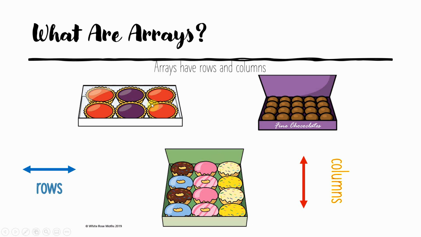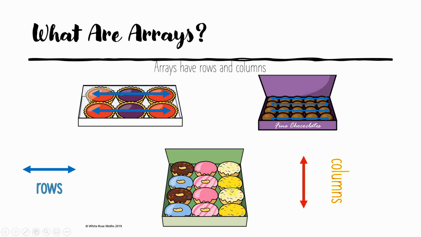So let's go to the picture of the tarts. So that's one row. Can you see the row there? There's another row. So there are two rows in the tray of tarts. Let's have a look at the chocolates. I wonder how many rows are in a box of chocolate. We've got one row, two rows, three rows, four rows. There are four rows in the box of chocolates.